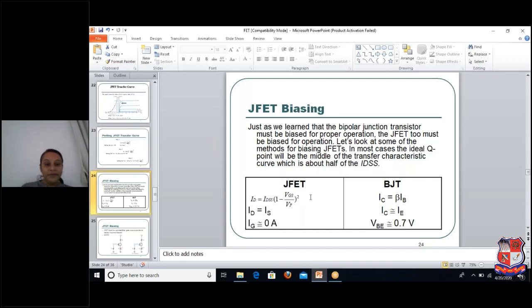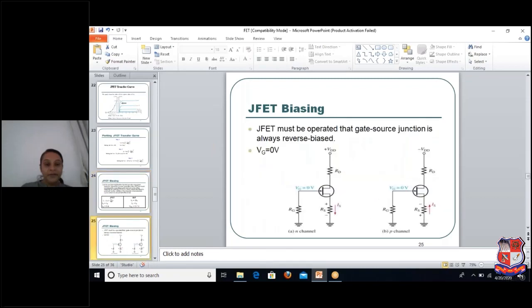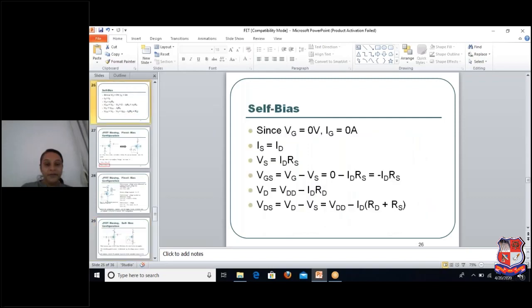Whenever we discuss the JFET, ID equals this equation and ID equals IS, which we compare with the BJT, and your IG equals 0 because VGS equals 0. So for JFET biasing, the first case is VGS equal to 0.